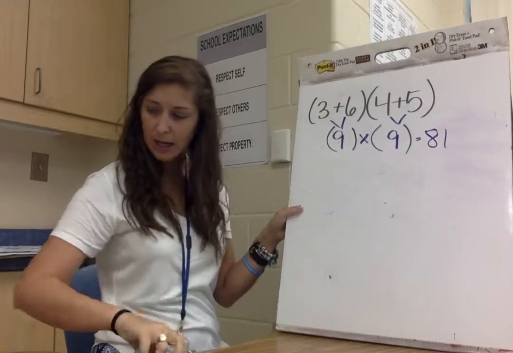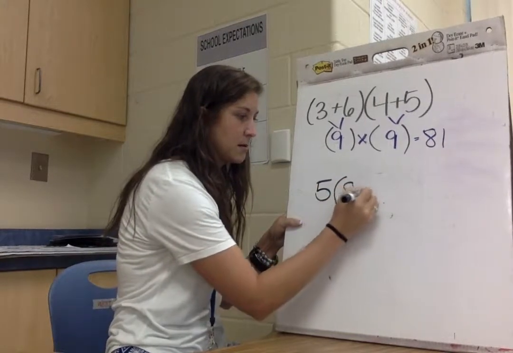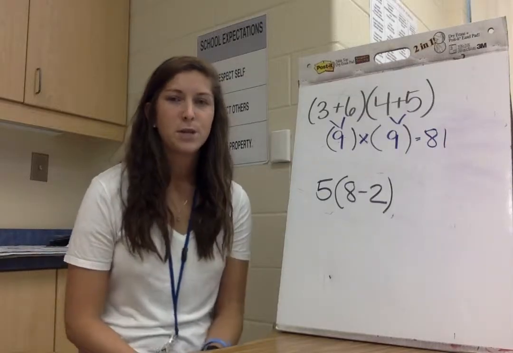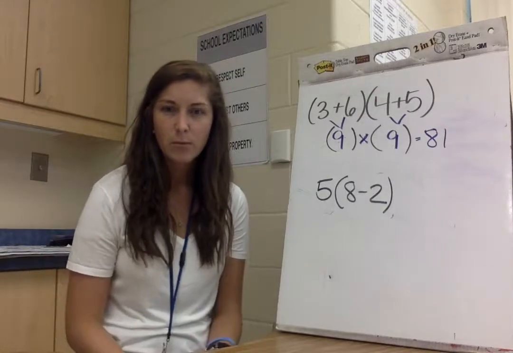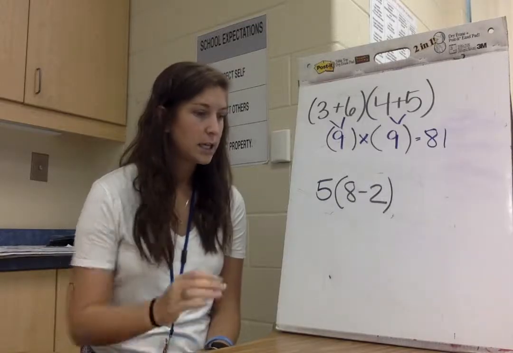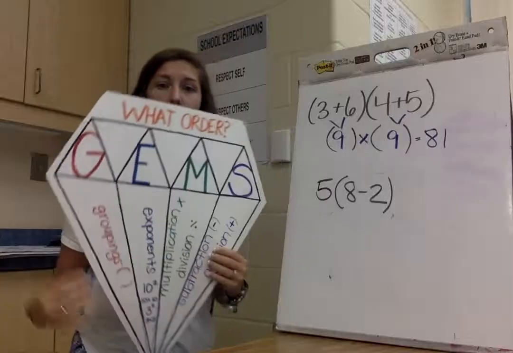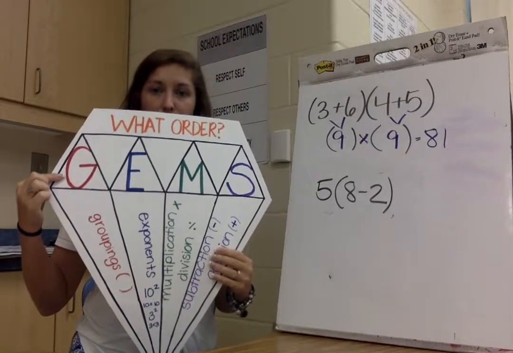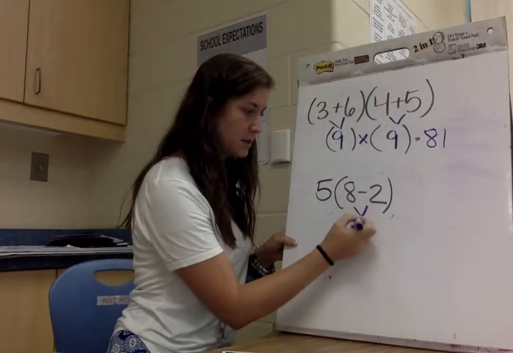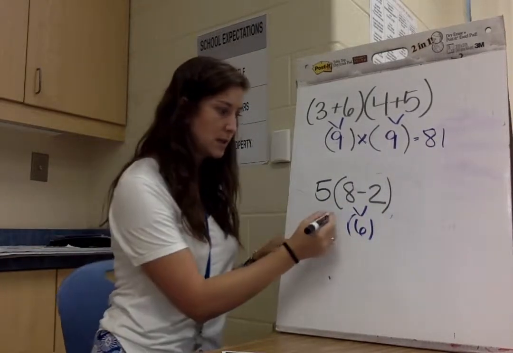Okay? Next problem that I have looks like this. Think through this one. See if you can solve this one in your head before I even start. Okay? So again, looking back at my gems, I have to figure out what I need to do first. I know that I need to look for groupings first, which I do have. 8 minus 2, that is 6. Again, I can put it back inside those parentheses.